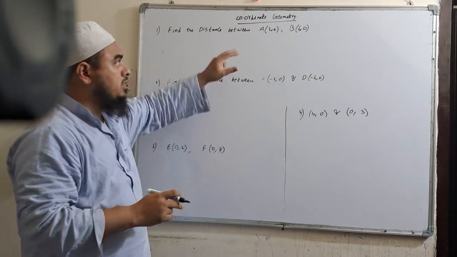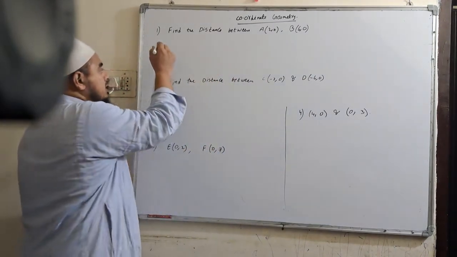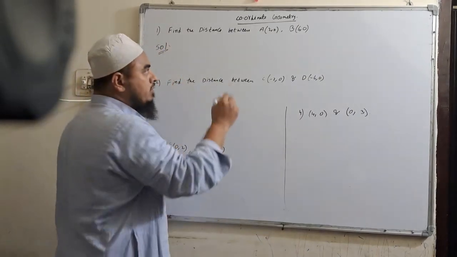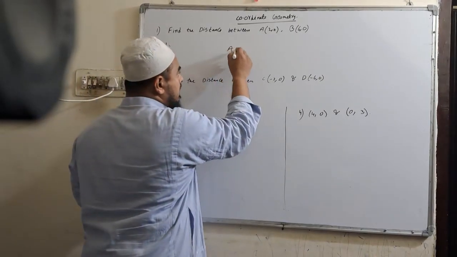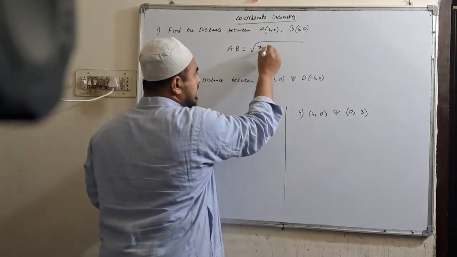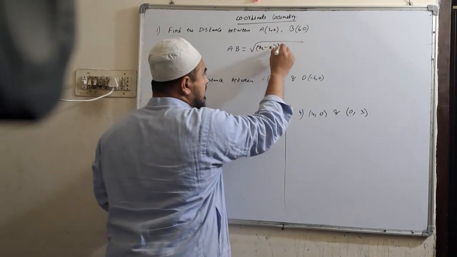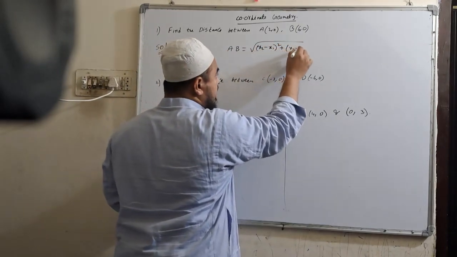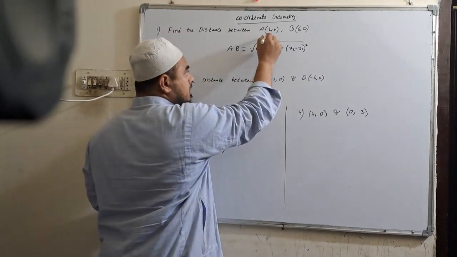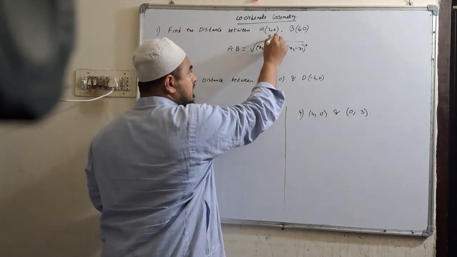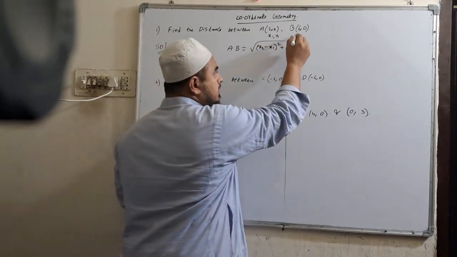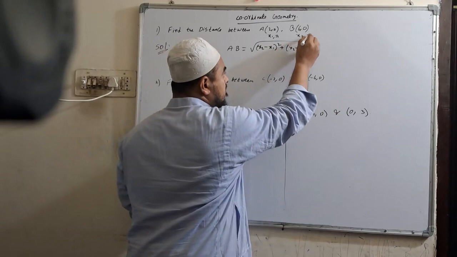Okay. So in this type of problems, finding the distance between the 2 points, the basic formula we have is AB is equal to square root of (x2 minus x1) whole square plus (y2 minus y1) whole square. Okay. So in the given, this is x1 and this is y1. A points are taken as x1, y1 and B points are taken as x2, y2.